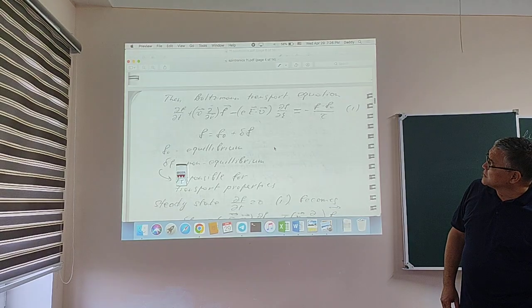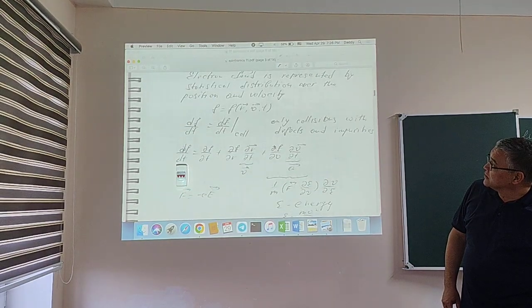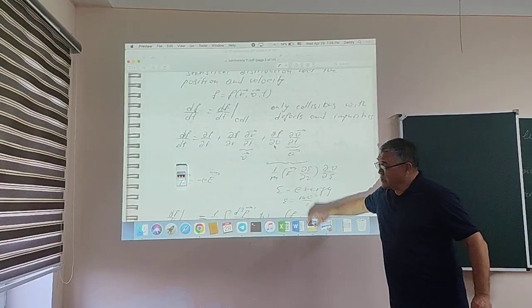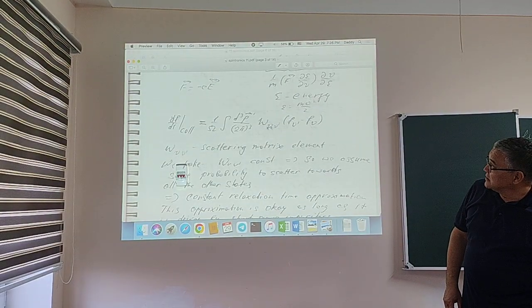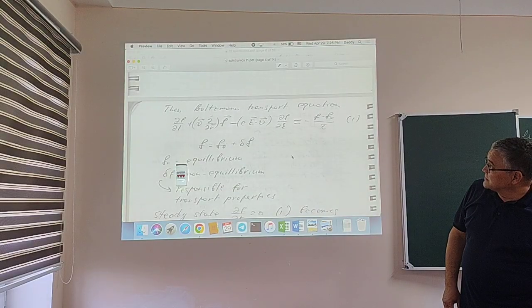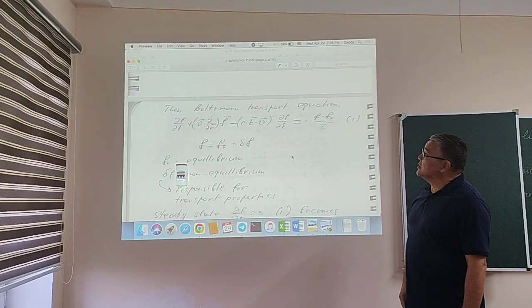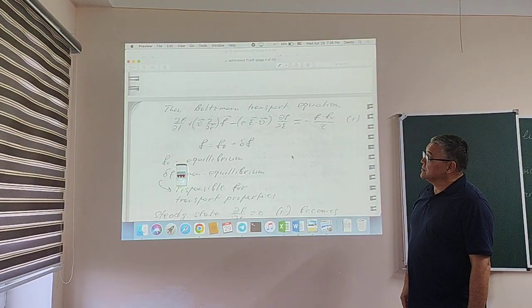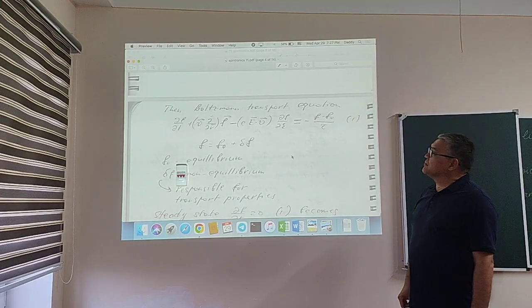Now, if you look at the Boltzmann transport equation, we substitute this expression for df/dt, which we write down here, and df/dt collision written with this integral. We can substitute here and in that above equation, and we will find this equation, which is called the Boltzmann transport equation. So this looks a little bit complex.